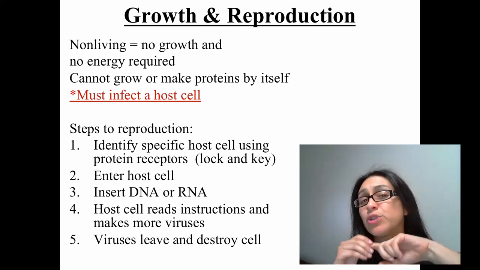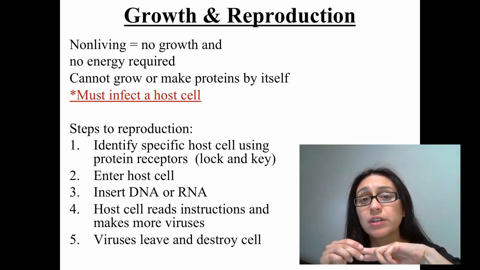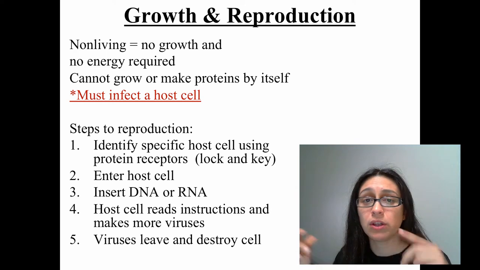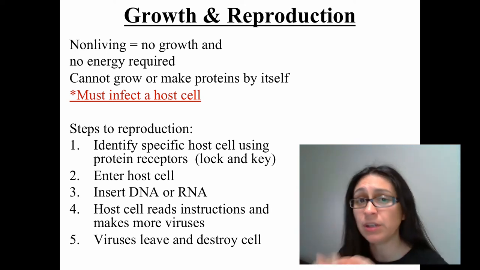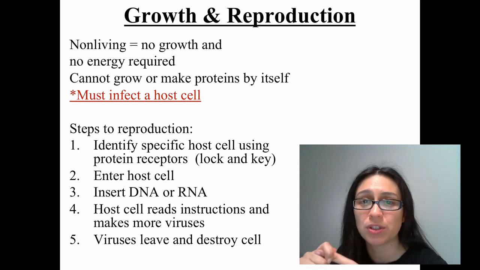So the protein receptor on the surface of the virus is like the key. The matching protein receptor on the surface of the host cell is like the lock. So they go together, lock and key. So step 1, the virus identifies its host cell using its protein receptors.